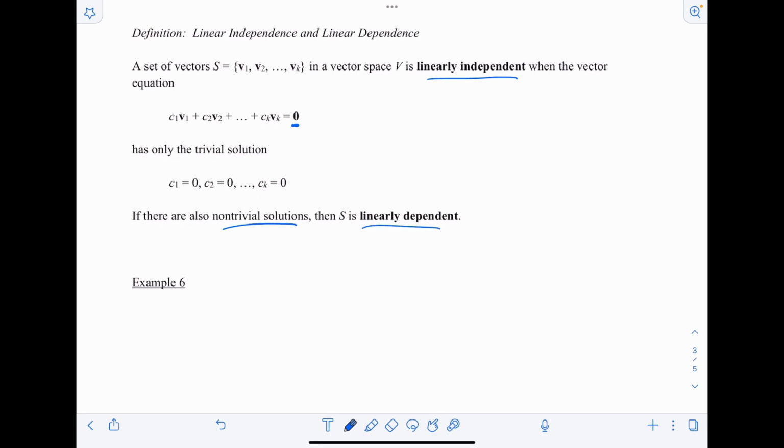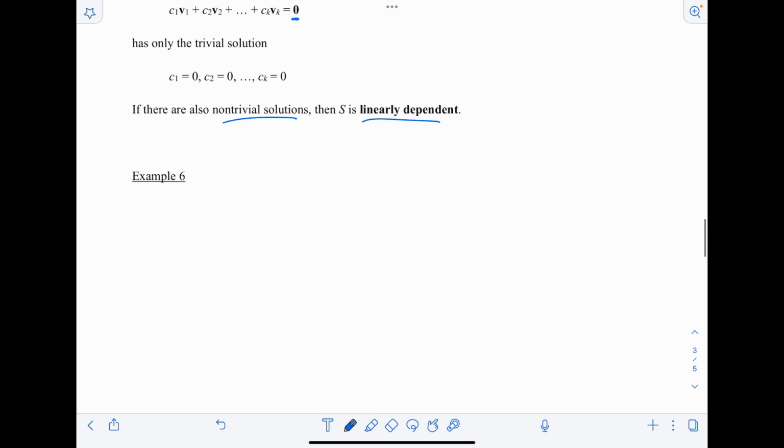Okay. So let's go ahead and take a look at some examples here as to what this actually means. So S equals, again, we're going to drop down to the 2 space on this one. Let's use vectors (2, -4) and (3, -6).